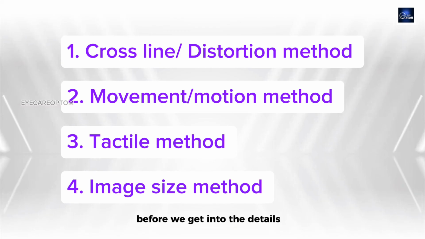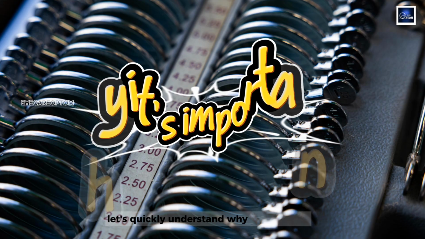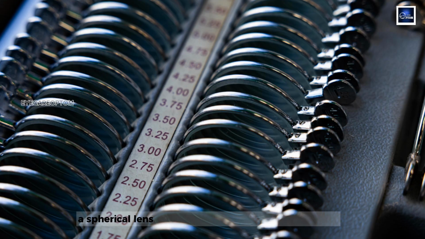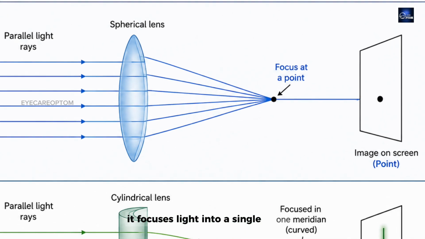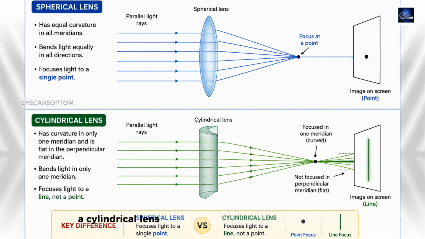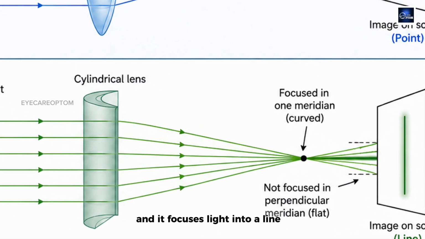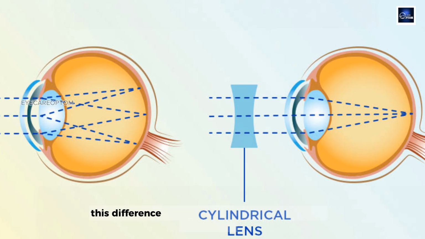Before we get into the details, let's quickly understand why this matters. A spherical lens has an equal curvature in all meridians. It focuses light into a single point. A cylindrical lens has a curvature in only one meridian and its other meridian is flat. And it focuses light into a line, not a point. This difference is the entire basis of correcting astigmatism.